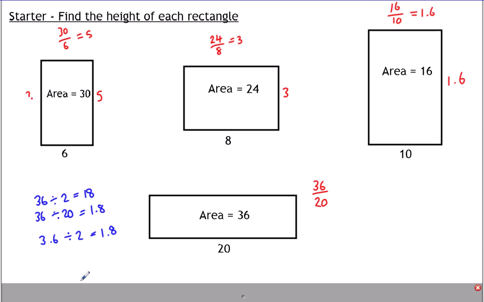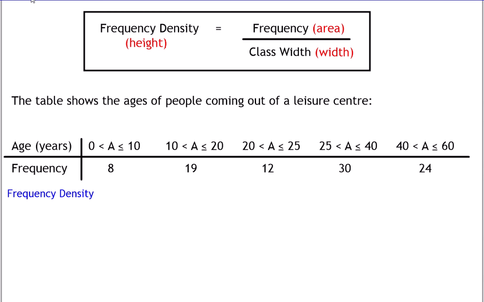Okay. You may even need to do bus stop division for some of these if you don't have a calculator, which you probably won't for histograms in an exam. So the height of this one, you should get 1.8. And remember, you can check it. 1.8 times 20 is 36. Now basically, that skill you've just done there is what you're going to be repeating when you draw your histogram, except the information will be given to you in a table and you'll have to figure out from there. So let's have a look at a question then.